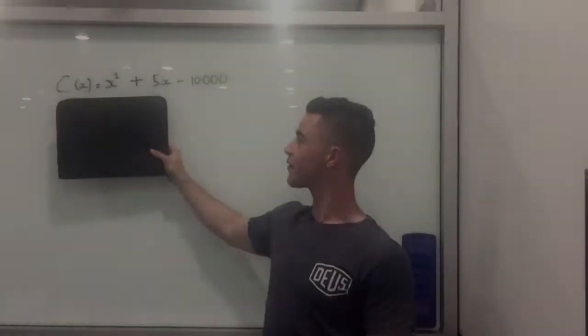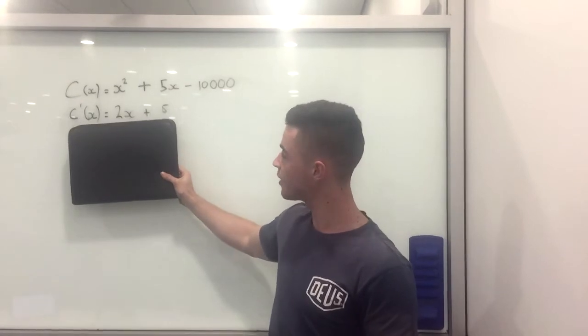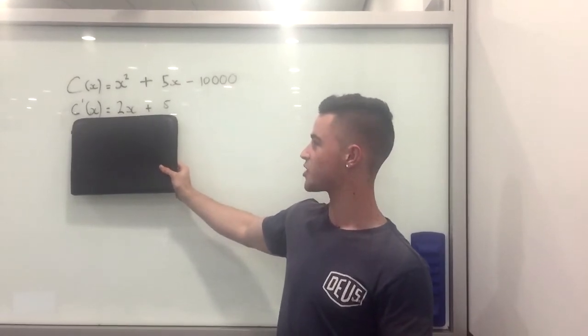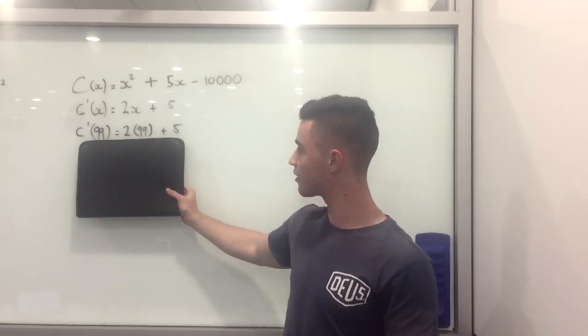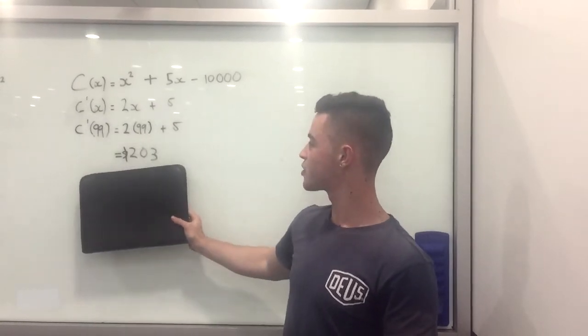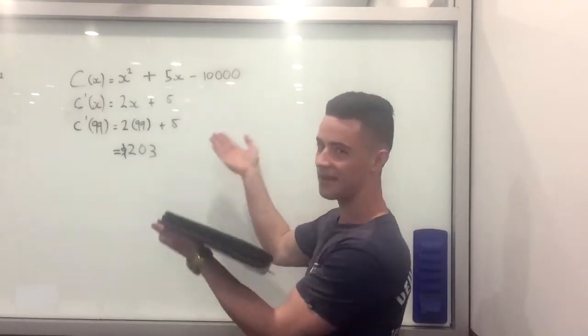Okay, so here we've got the cost function. What I'm going to do is derive this and I'll get the marginal cost function. There we go, C dash of x, that means the marginal cost function, 2x plus 5. Now I'm going to sub in 99 and I'll get 2 times 99 plus 5, which will equal 203. Now Rex is going to tell us what this means, because I'm not an economist.